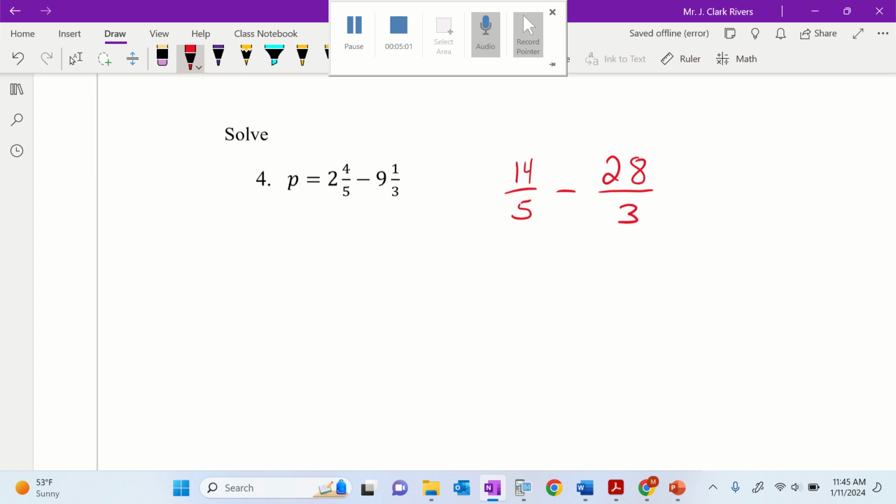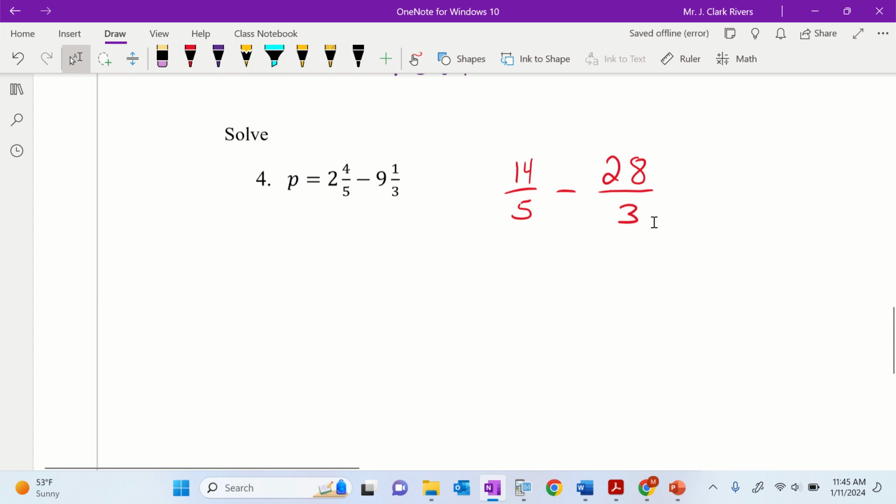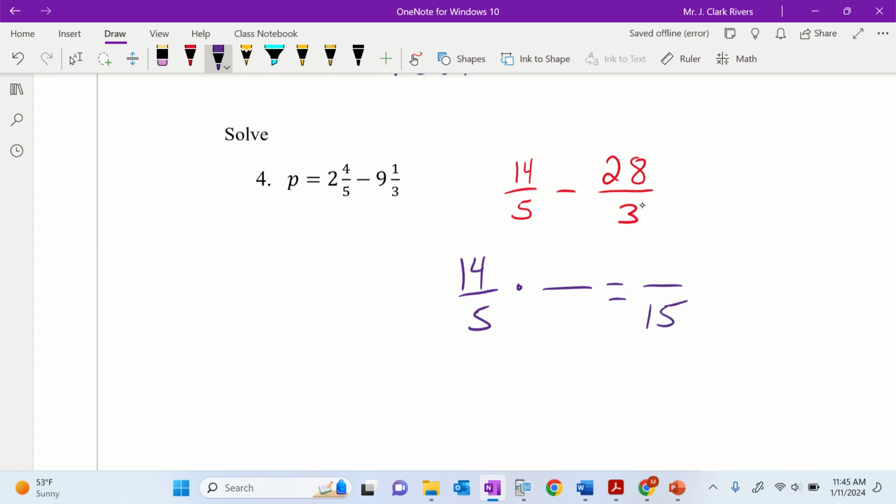Now we need a common denominator. So what is the common denominator between 5 and 3? These are both relatively prime, meaning that they have no common factors. So when they're relatively prime, you can multiply them together. 5 times 3 is 15. So our common denominator is 15. So here we go. 14 over 5. We're going to multiply that by something to give me a denominator of 15. 5 times 3 is 15. So 3 has to go in the numerator as well. We multiplied by 3 over 3, which is 1.